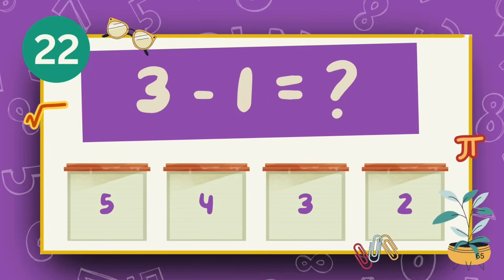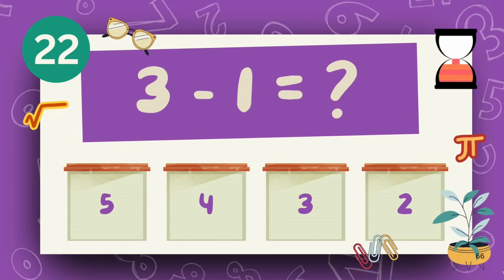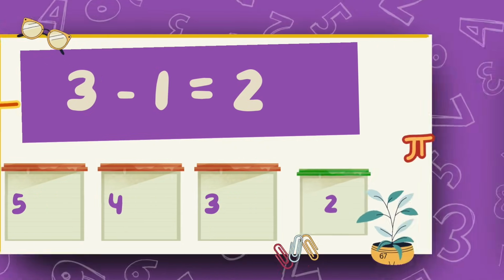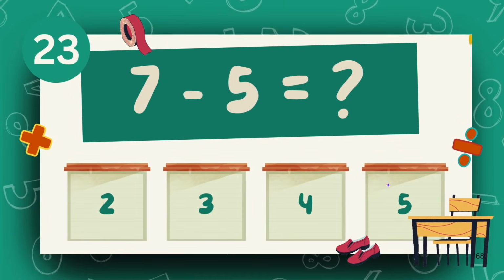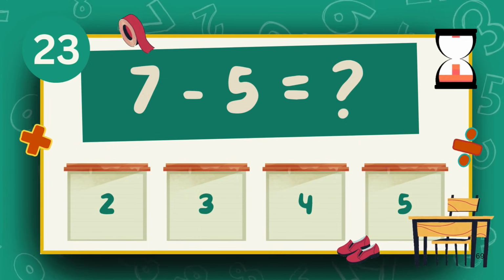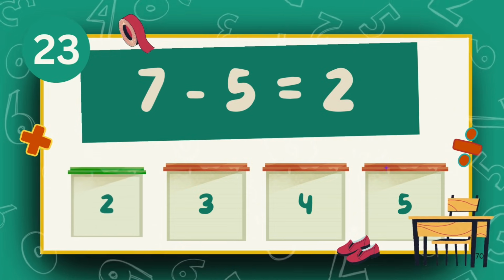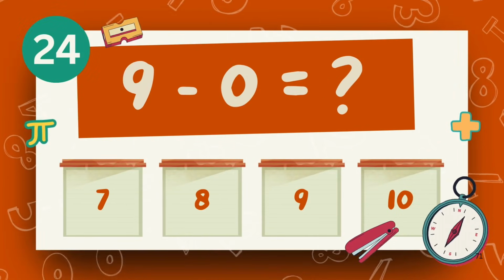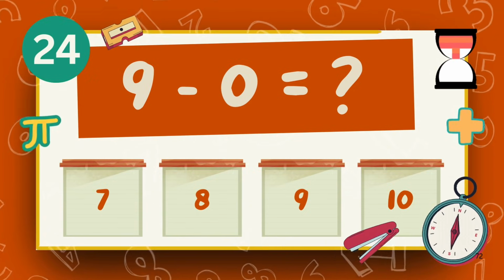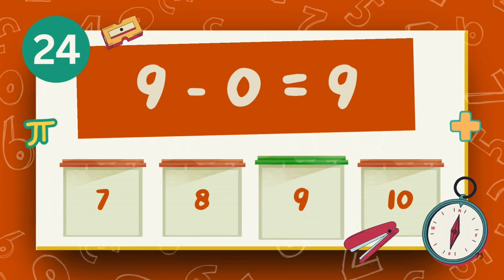What is 3 minus 1? The answer is 2. What is 7 minus 5? The answer is 2. What is 9 minus 0? The answer is 9.